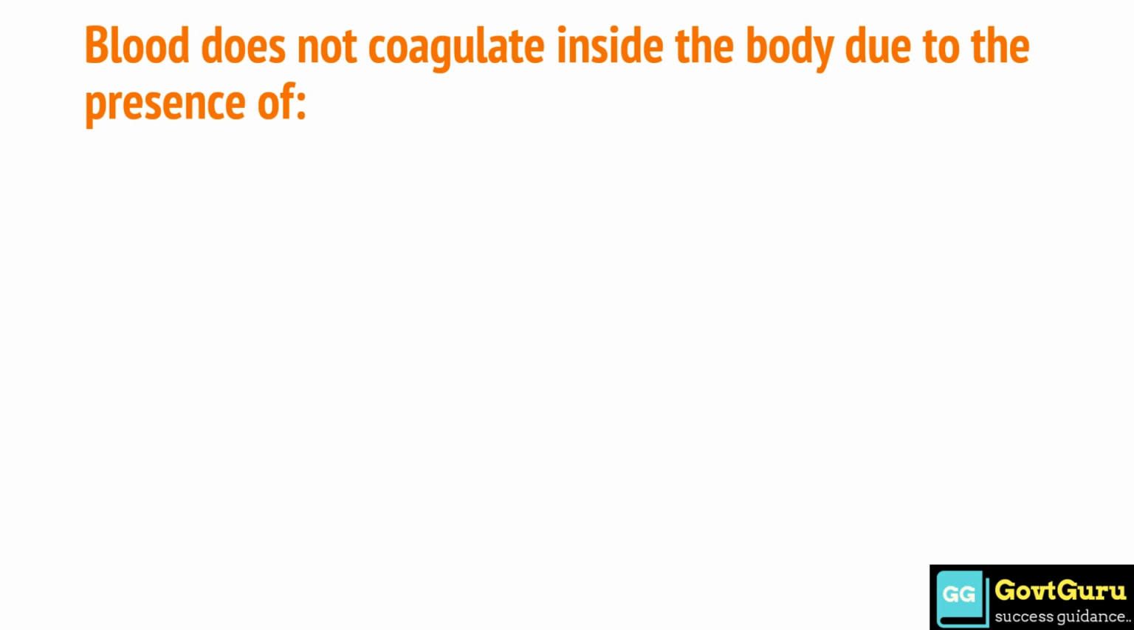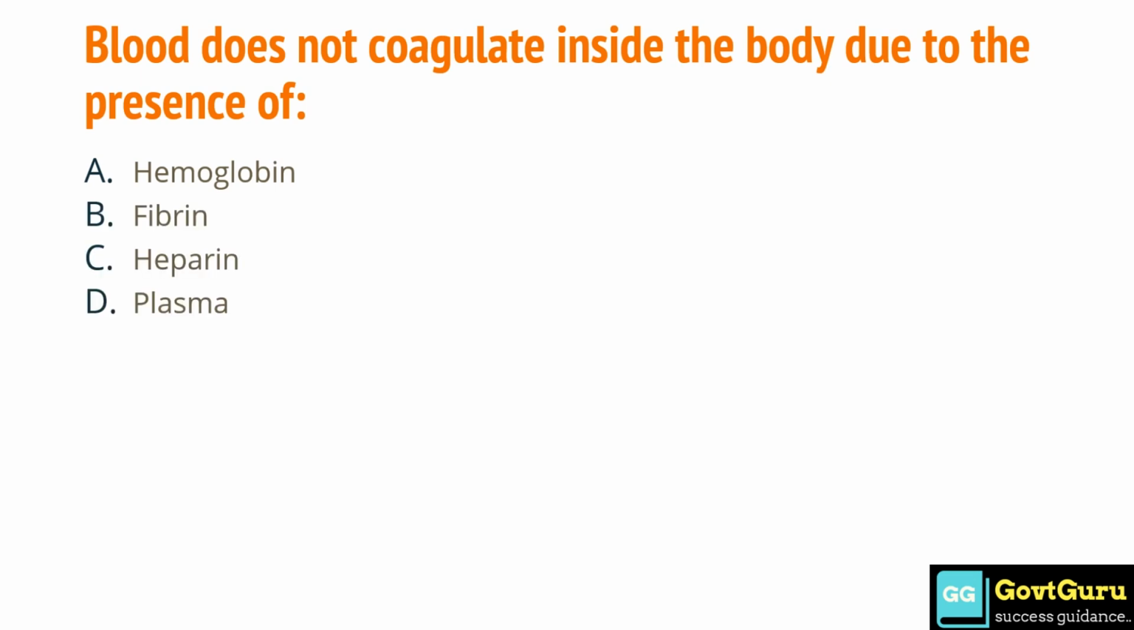Blood does not coagulate inside the body due to the presence of option A, hemoglobin, option B, fibrin, option C, heparin, option D, plasma. So the answer is option C, that is heparin.